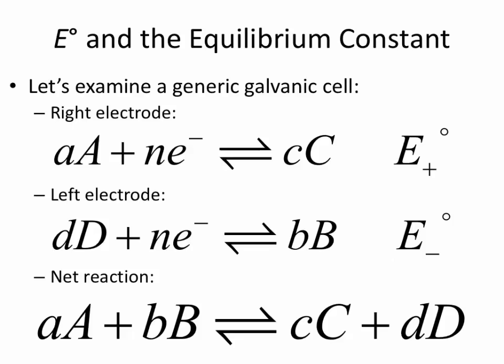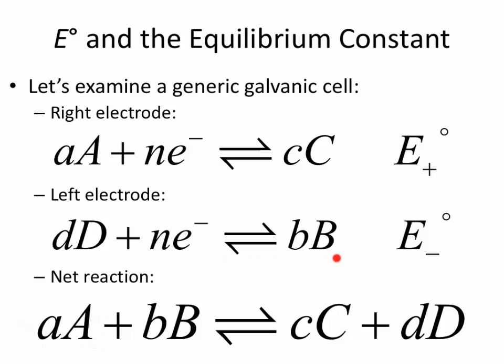Now note that at our left electrode, we're later going to end up switching this, so our B would be on the left side and our D will be on the right. So A and B are in fact our reactants and C and D are our products in the overall reaction. Down here we've got our overall reaction: a moles of A plus b moles of B react to c moles of C and d moles of D. Now remember, our right-hand electrode we are writing in the forward direction.